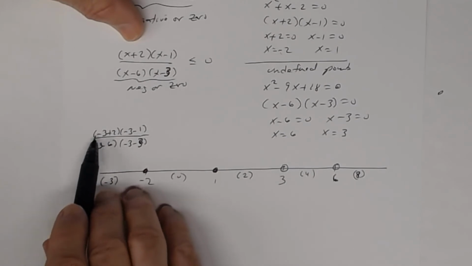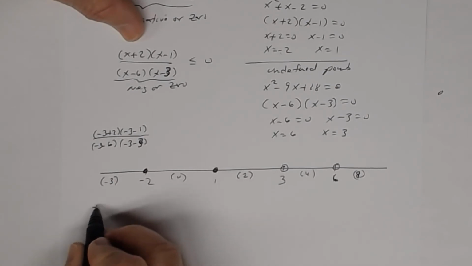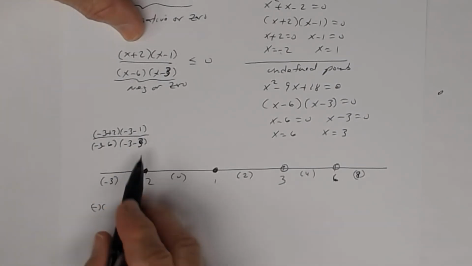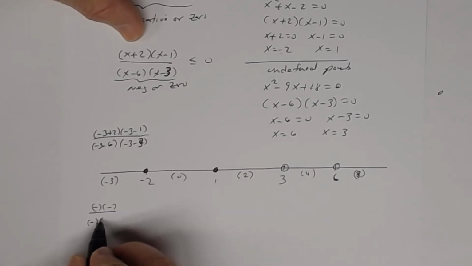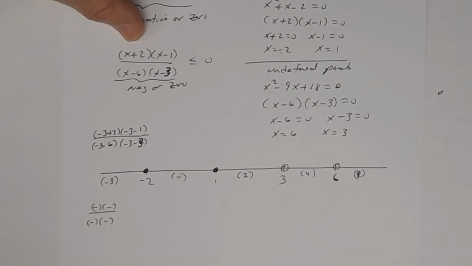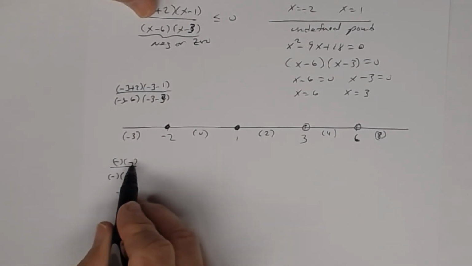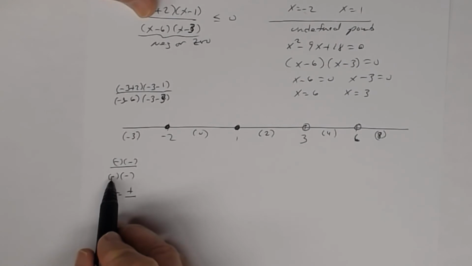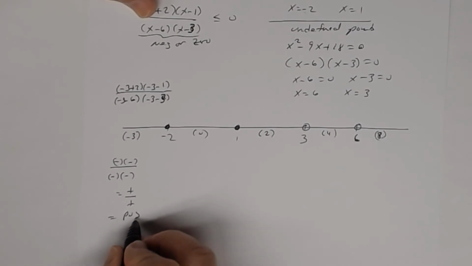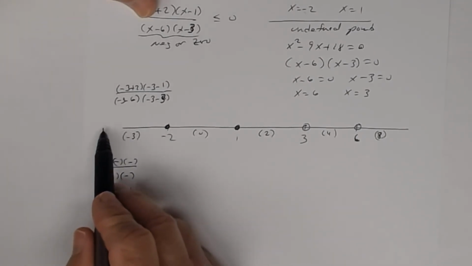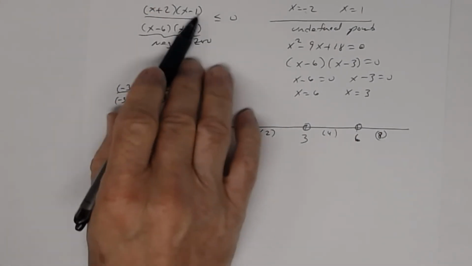All right, so we have 4 factors. Negative 3 plus 2 is negative, and I put that down here. For this factor, negative 3 minus 1 is negative 4, which is negative. Negative 3 minus 6 is negative 9, negative. Negative 3 minus 3 is negative 6, negative. In the numerator, a negative times a negative is a positive. The denominator, same thing: a negative times a negative is positive. And so a positive divided by a positive is a positive. So what that means is that any real number between negative infinity and negative 2 will make this expression positive.